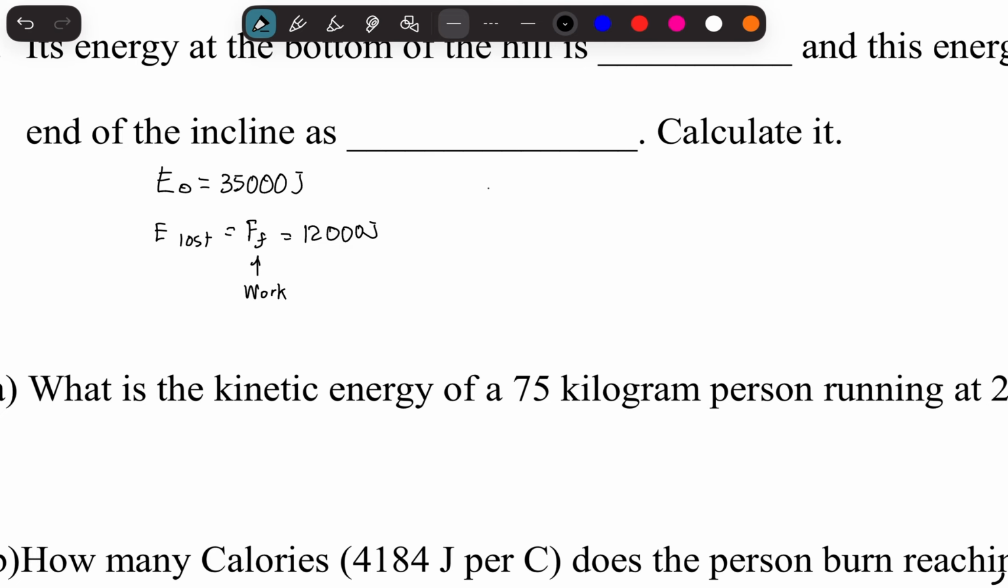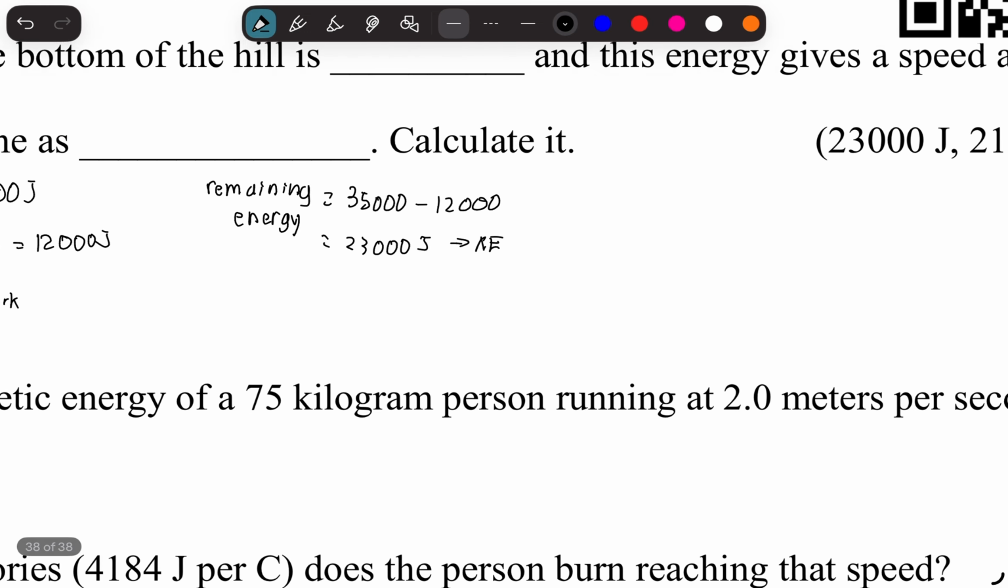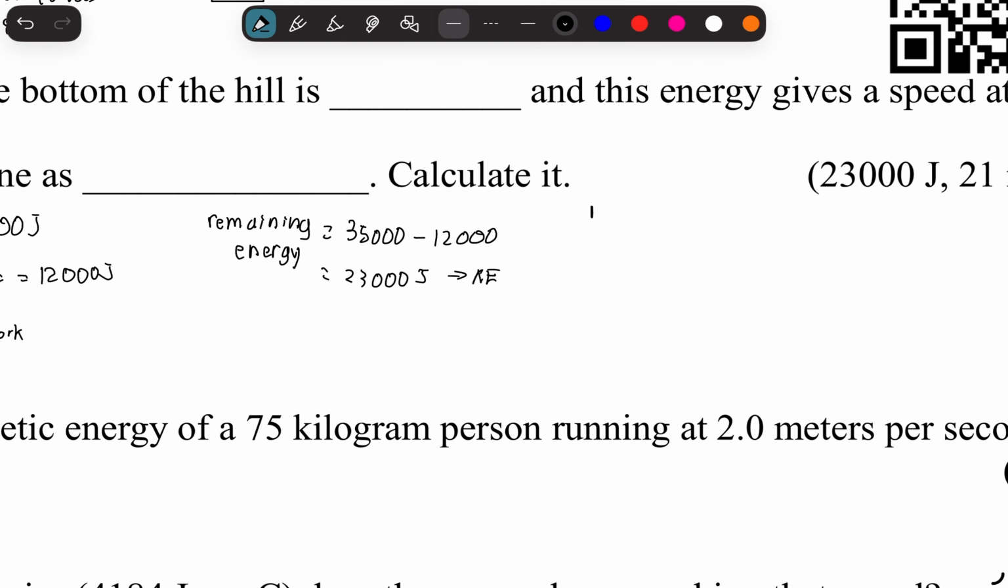So we want to find the remaining energy. That's going to be 35,000 minus 12,000, equal to 23,000 joules. So this all becomes kinetic energy. Now we want to find the mass from the weight. In order to find the mass, we know that weight is equal to mg. Weight was equal to 1,000, and g is 9.8. So if you divide both sides by 9.8, that's 102 kilograms.